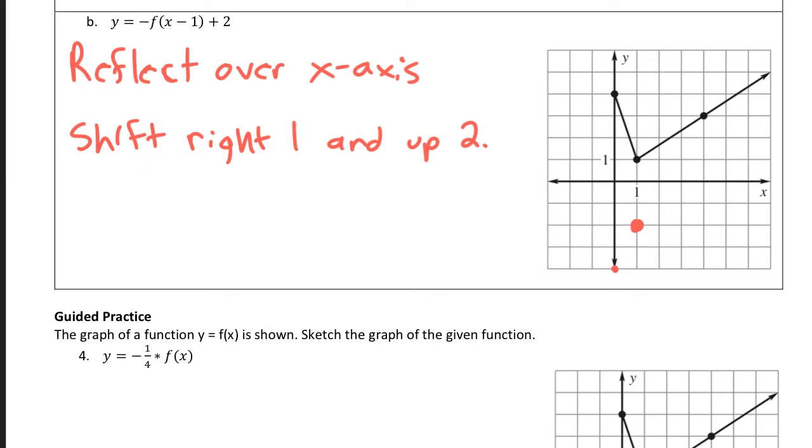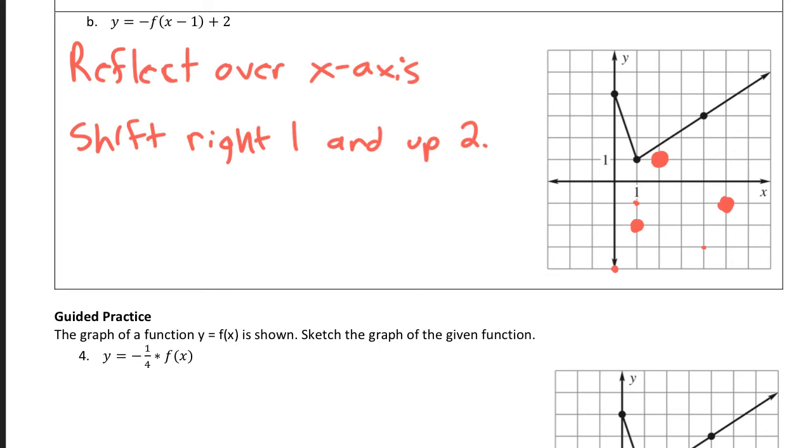And then after that reflection, I shift right 1 and up 2. My next point, the middle point, to reflect it, it would be right here. But then I'm shifting that point right 1 and up 2. So right 1, up 1, 2 would be right here. I'm going to draw that one in bigger also. Okay, then our last point was up 3. I'm going to reflect it by going down 1, 2, 3. And then from there I shift right 1 and up 1, 2. I'm going to draw that one in.